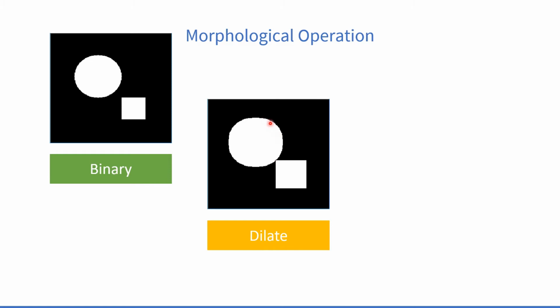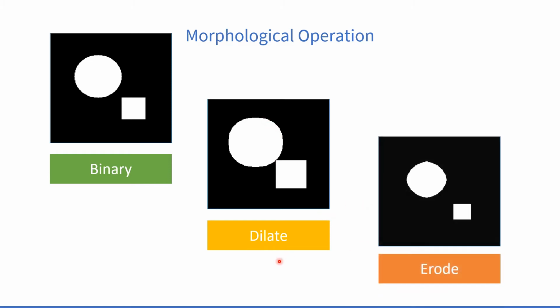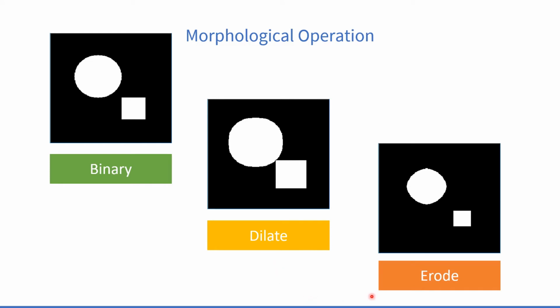Let's see how erosion works. Once we erode the image, the image is reduced. So we are applying erosion on this binary image, and we are taking the minimum of the surrounding, and the image is getting reduced and becoming very small here. So when you want to change the shape of the mask in image processing, we can use this morphological operation.